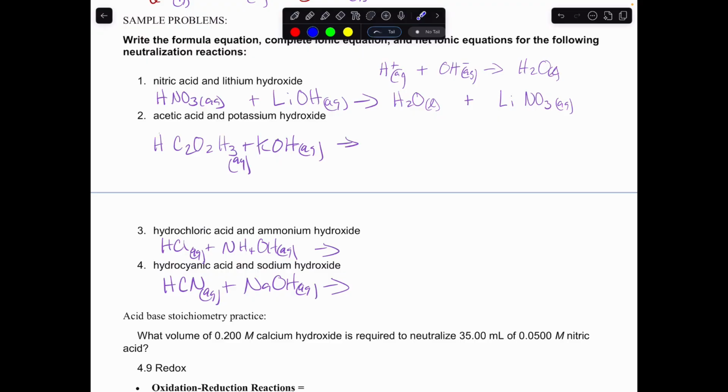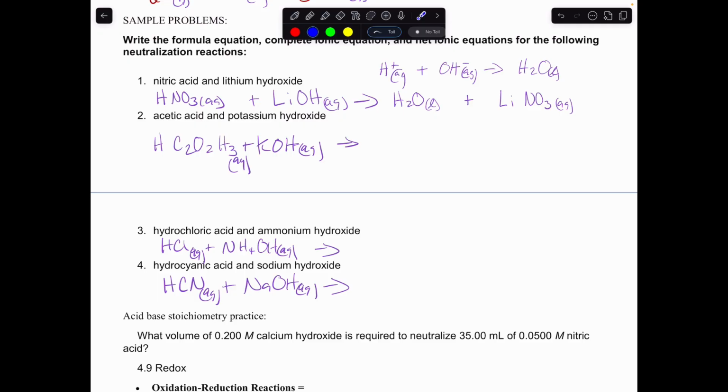Let's look at the next one. Is this an acid or a base? I know it's an acid because it has a hydrogen written in the front. Is it one of the 7 strong? It is not. So therefore, it is a weak acid. It'll be written intact. And how about this one? Notice a metal hydroxide here. We have a strong base.